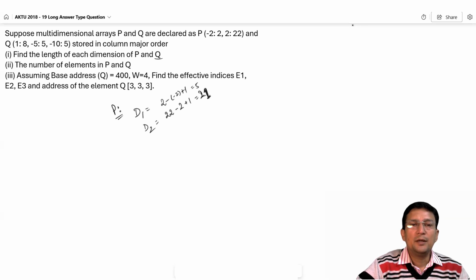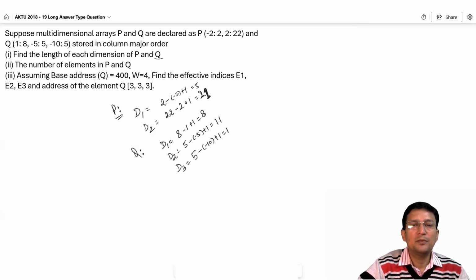Okay. Now Q के लिए find करते हैं ये चीज. Dimension 1 in the Q will be upper bound minus lower bound plus 1. This is equals to 8. D2, second dimension, 5 minus minus 5 plus 1, upper bound minus lower bound plus 1. So this is 11. Then D3 is equals to upper bound minus lower bound plus 1. This is equals to 16.